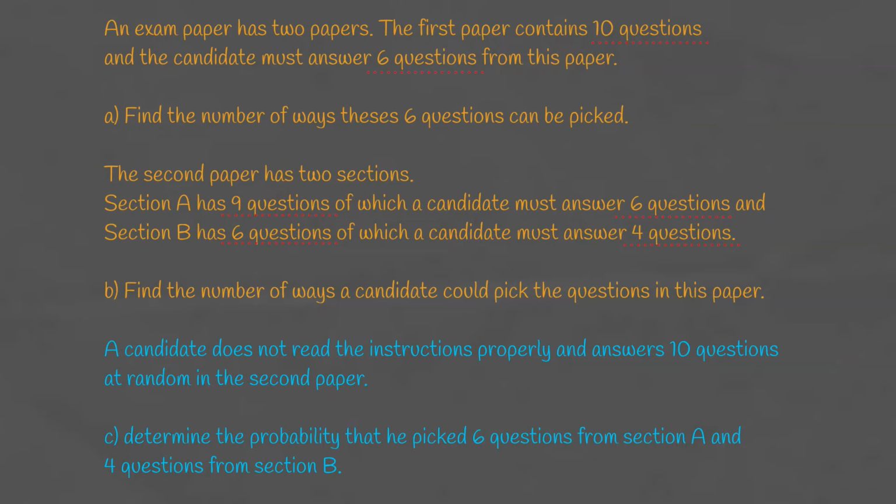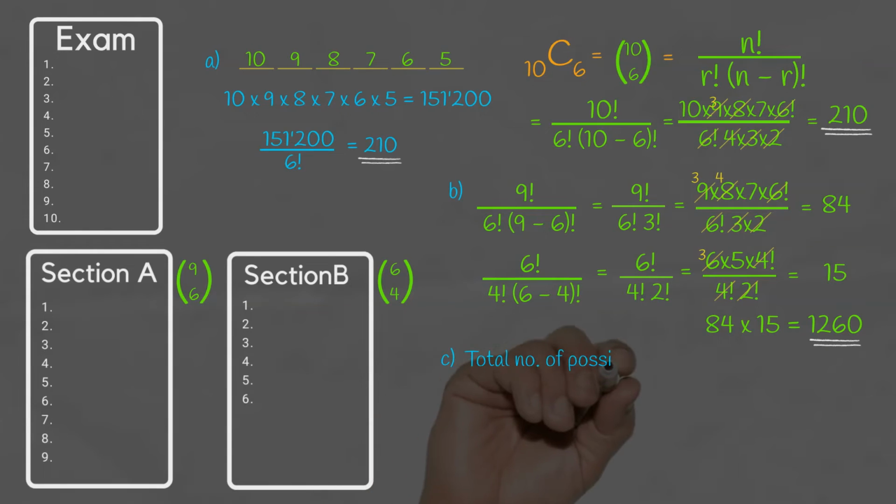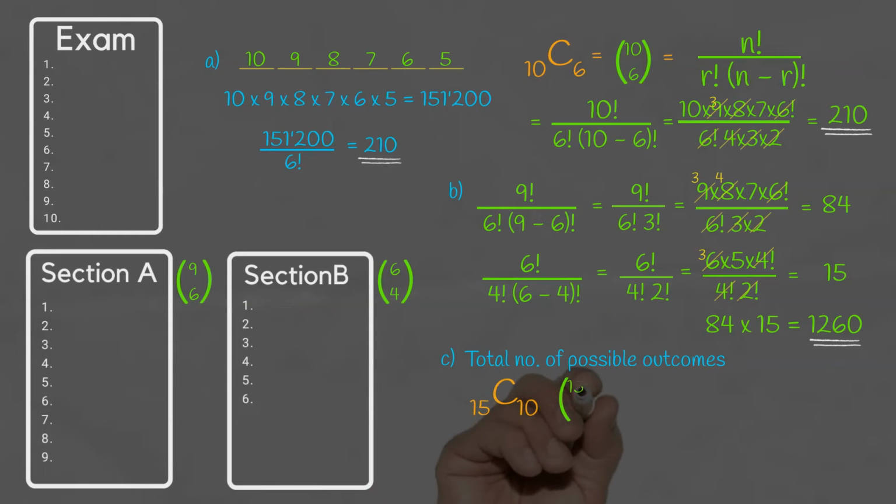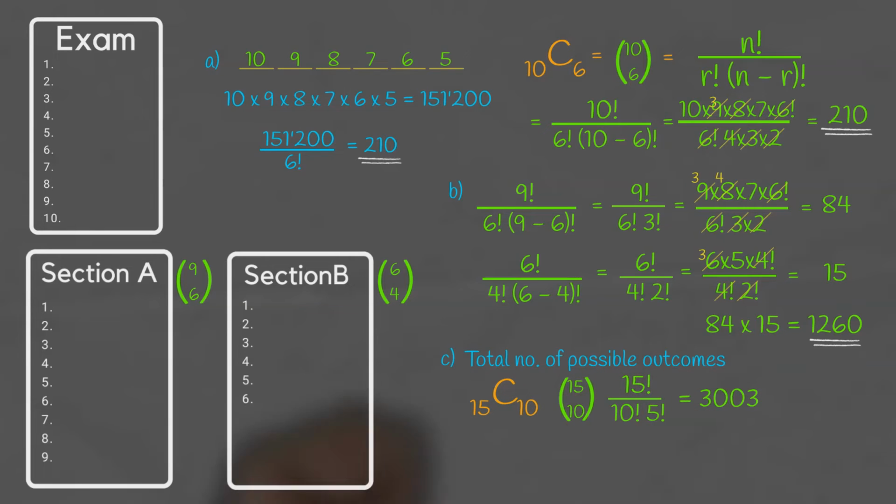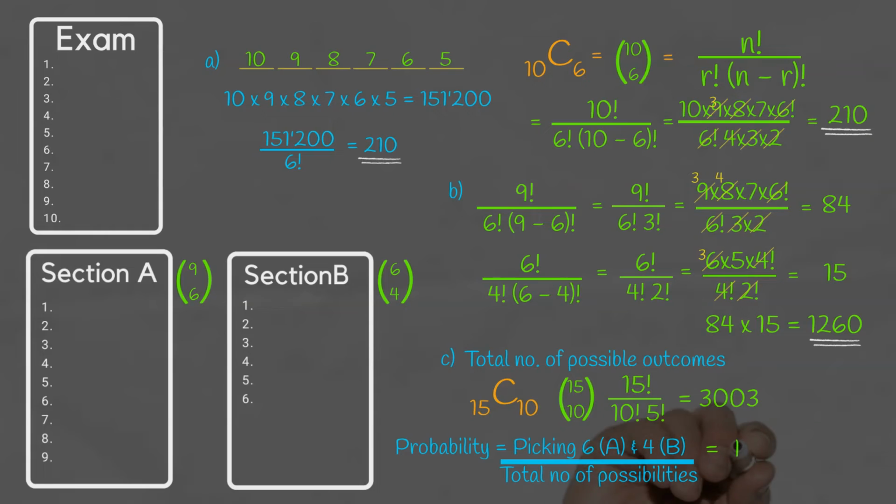And the next part of the question just asks, if 10 questions are picked at random, what's the probability that he picks the correct amount from section A and B? There are 15 questions in total in the second paper, so the total number of possible outcomes is 15 choose 10, which is 15 factorial over 10 factorial 5 factorial, 3003. So the probability is the number of outcomes where we pick the correct amount of questions that we worked out in section B divided by the total number of possible outcomes. So that's 1,260 over 3003, which is approximately 0.420.